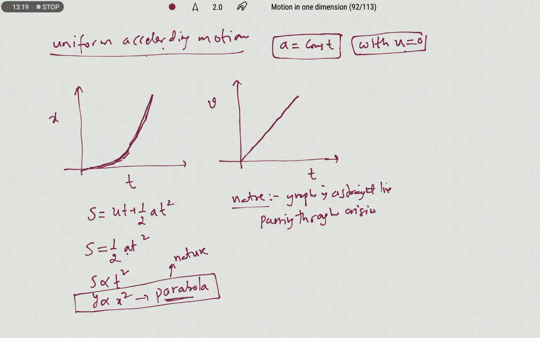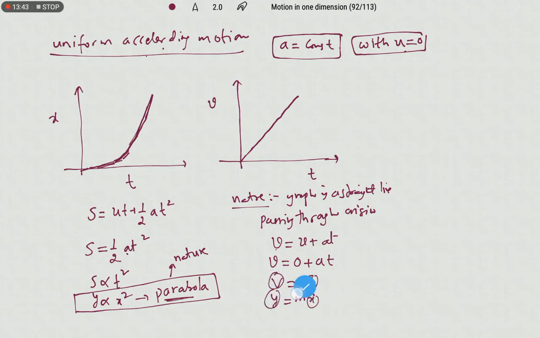Okay, now how can we write this? v = u + at. Here u = 0, so v = at. By comparing with y = mx, we are taking the time along the x-axis and velocity along the y-axis.